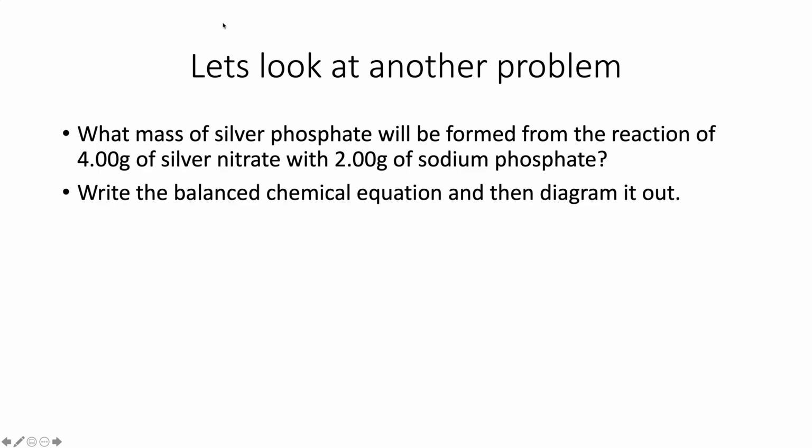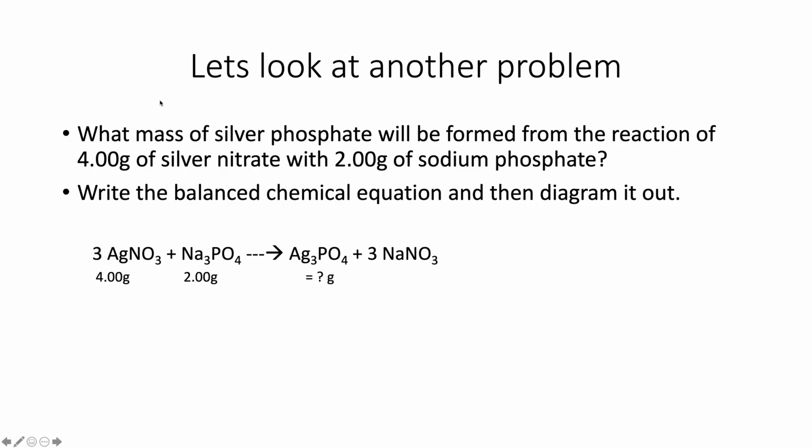All right, hopefully you're back from pause. So there's the balanced chemical equation. Hopefully your balanced equation came out the same as mine. To diagram it out, we are told we have 4 grams of the silver nitrate and 2 grams of the sodium phosphate, and we're asked how many grams of silver phosphate.